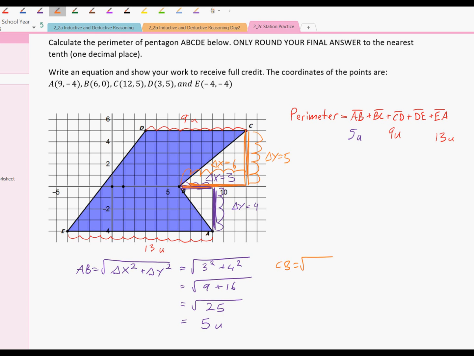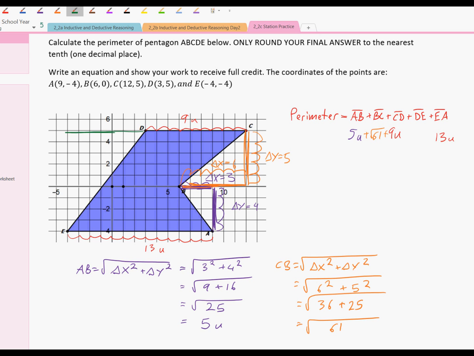So let's plug it in. CB is equal to the square root of the change in X squared plus the change in Y squared. And we'll plug in the values we have. So my change in X is 6 squared plus 5 squared, which is equal to the square root of the sum of 36 plus 25, which is equal to square root of 61. Now I'm going to leave it that way. I'm just going to plug it in, plus the square root of 61. Now the last one is DE.